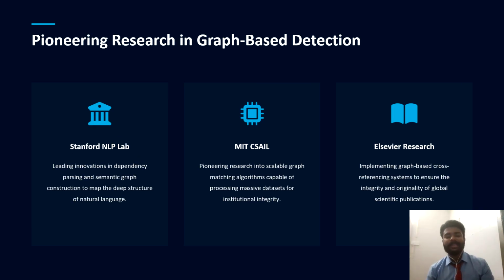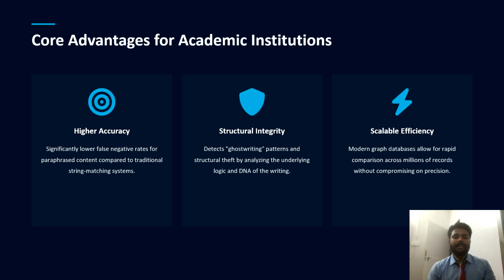Many research institutions are actively working on improving graph-based detection. For example, Stanford NLP Lab has developed techniques for building better semantic graphs from natural language. MIT CSAIL has focused on creating scalable graph matching algorithms for large datasets. And even journals use graph-based systems to maintain integrity in scientific publication. These studies show that graph theory is becoming a powerful tool for analyzing text.